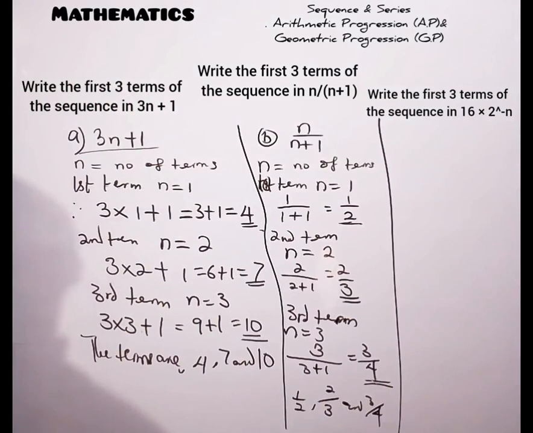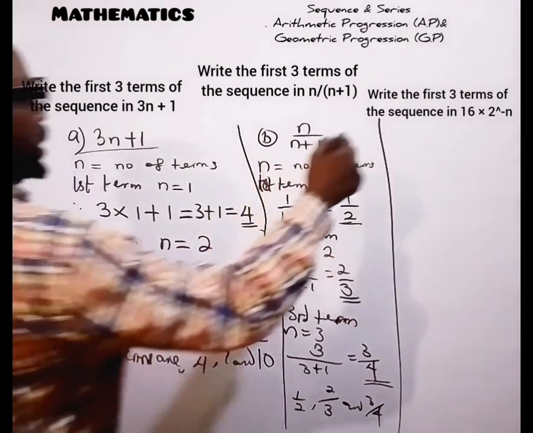Then for the third question that we have there, which is 16 multiplied by 2 raised to the power of minus n.